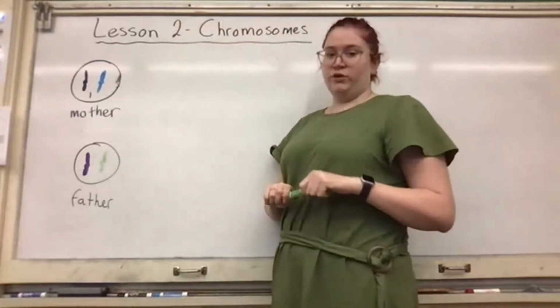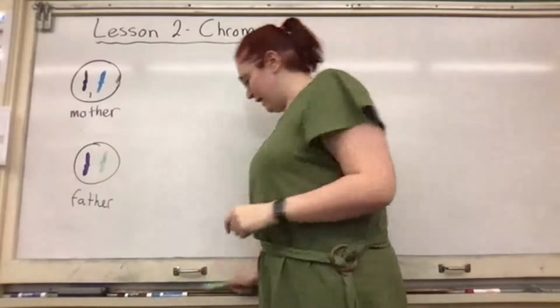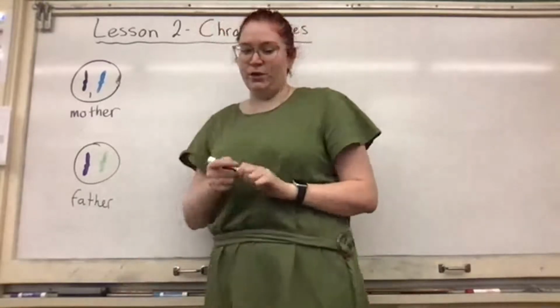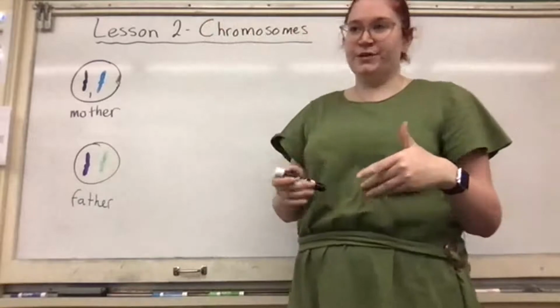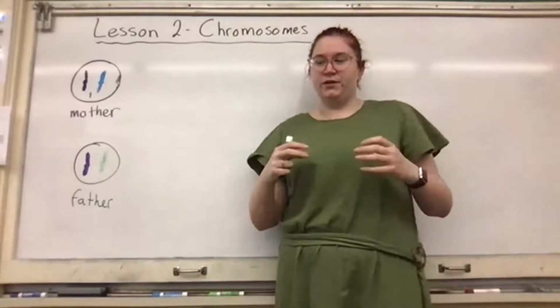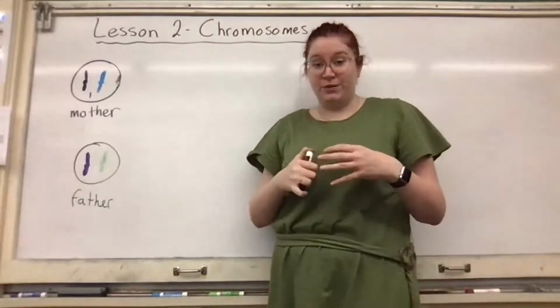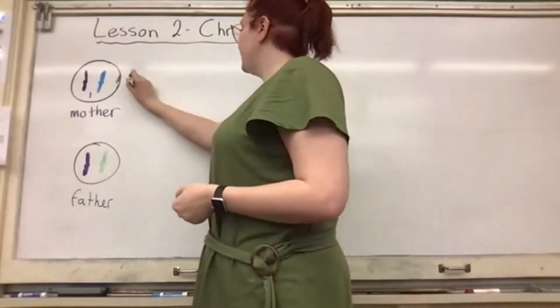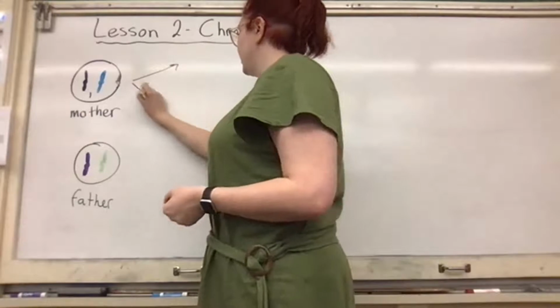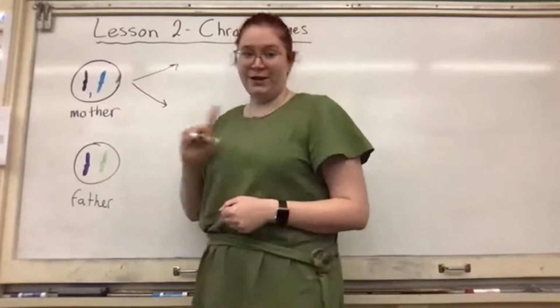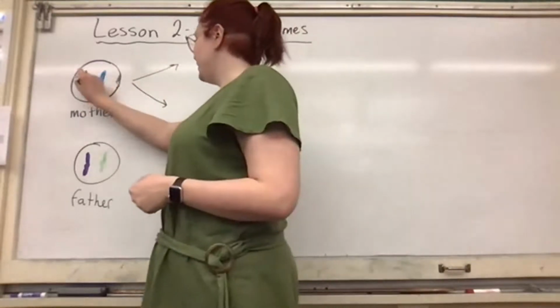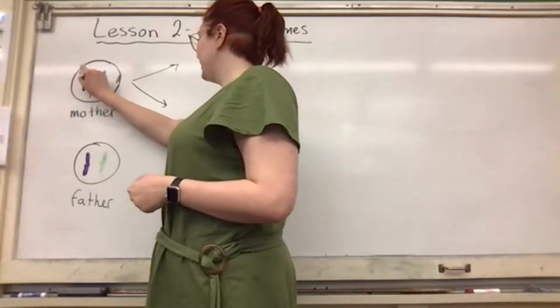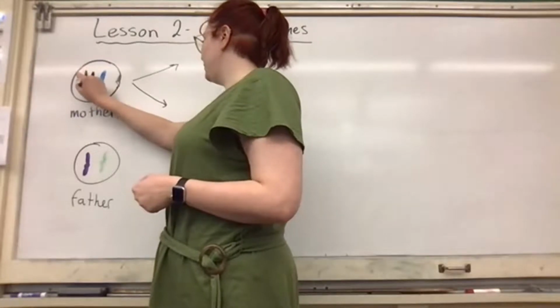Okay, so now what happens in meiosis? Remember, meiosis is the process that splits cells into gametes, so into eggs and sperm. So in the first step of meiosis, sorry, I skipped a step. In interphase, these duplicate. So can you please duplicate the chromosomes that you're drawing on your paper?